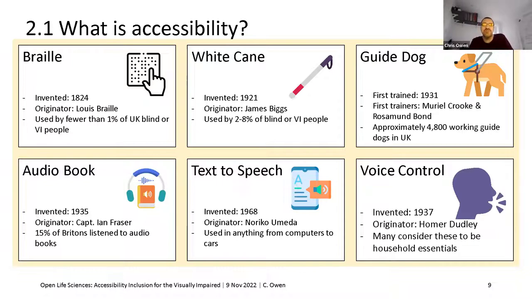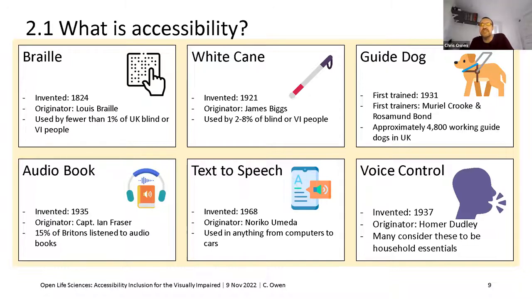It's been around for 200 years, developed by a gentleman called Louis Braille, who lost his sight in an accident when he was young. What you might not know is that Braille is used by less than 1% of blind and visually impaired people in the UK. So even though it's almost stereotypical, the thing which everybody who is blind uses, it's used by very, very few people.